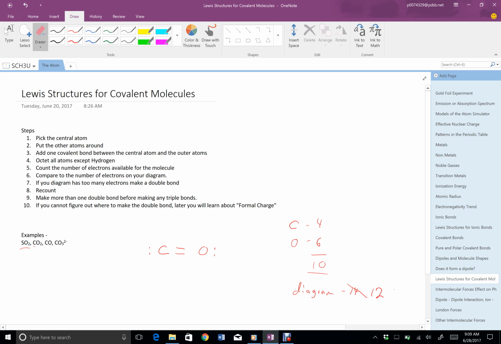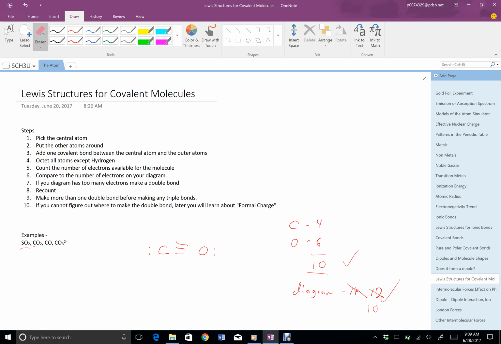So this is just an example of a molecule where there's nowhere else to go with the double bond, so we make a triple bond. 2, 4, 6, 8, 10. Now we're at 10. 10 looks like 10, and so that's the Lewis structure for carbon monoxide.